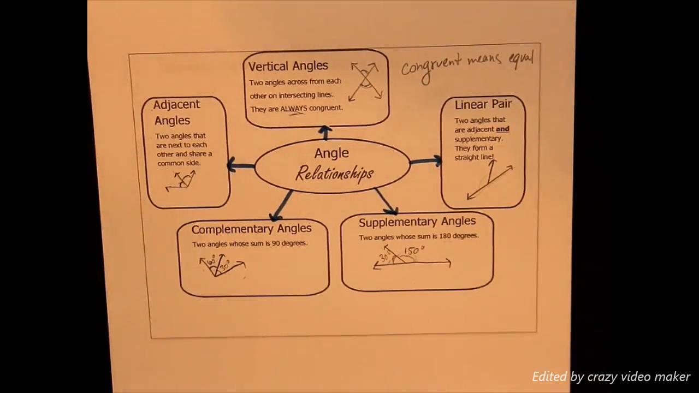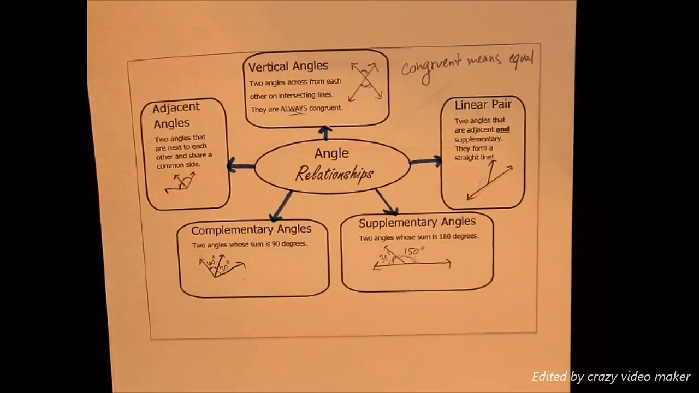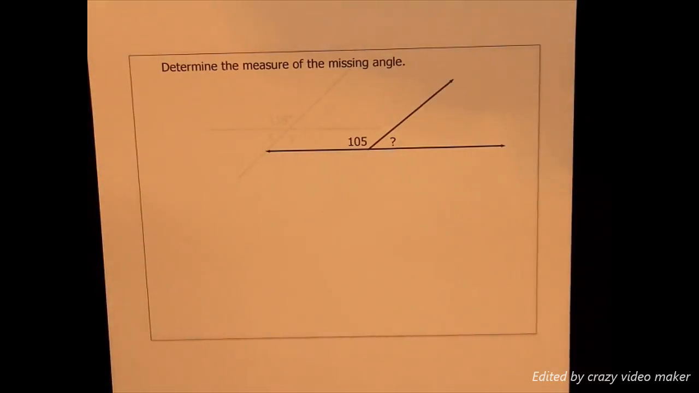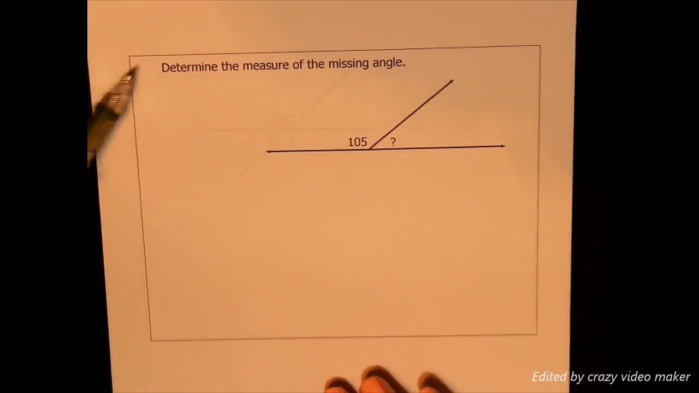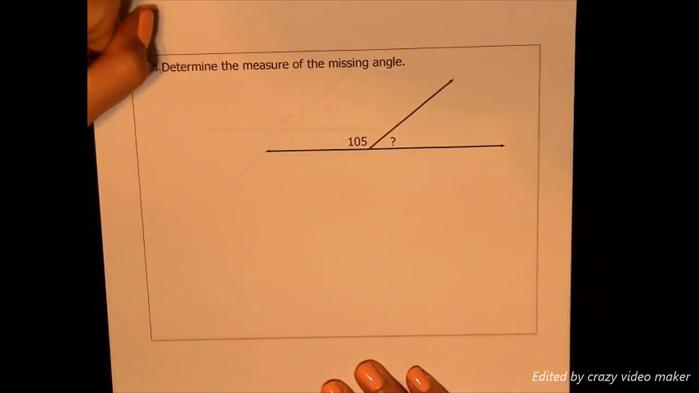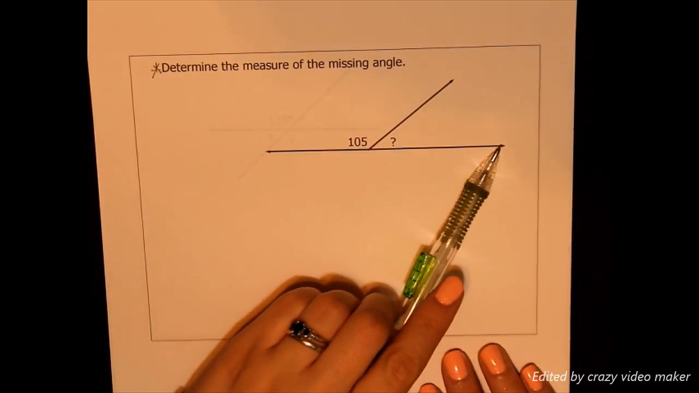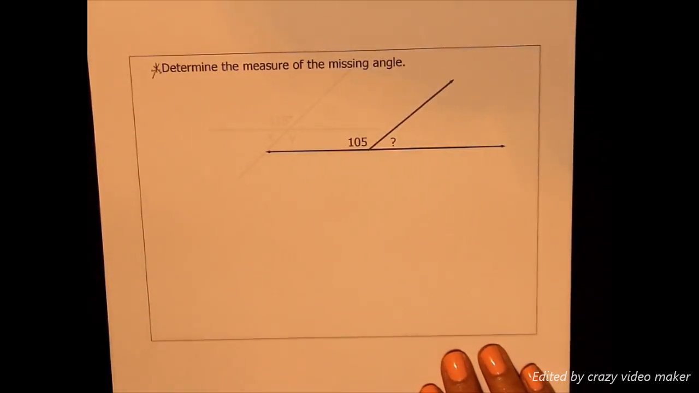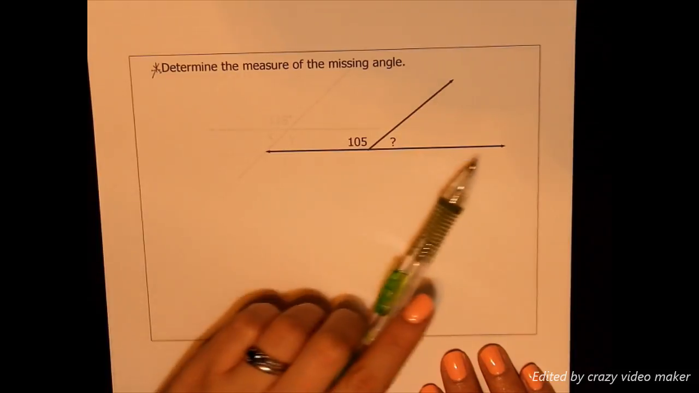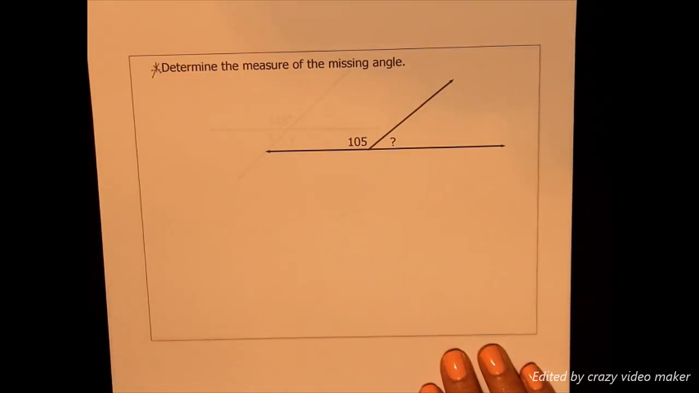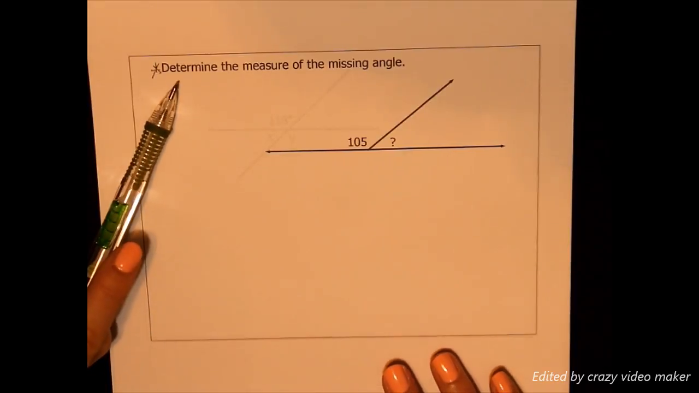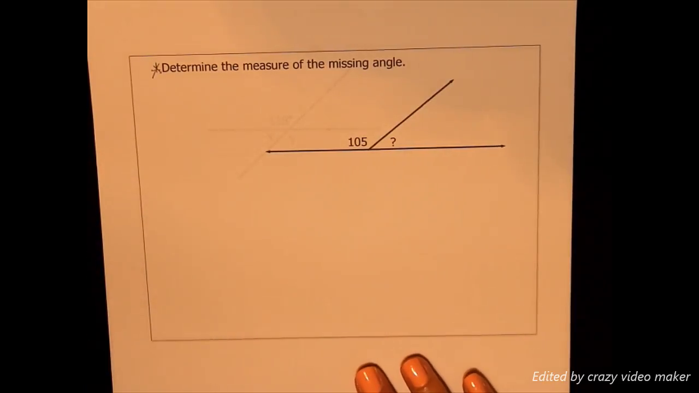And you can use these angle relationships to help you to find the measures of missing angles. So we'll do our first example here. Now when you're doing the examples, you need to write down what you're doing. So you need to have determine the measure of the missing angle, and you need to draw the picture. You have to be very careful when you are drawing your pictures, guys. Make it look as close as you can to this. Leave room around it so that you can show all your work. Okay, so now we'll get down to solving this. Determine the measure of the missing angle.